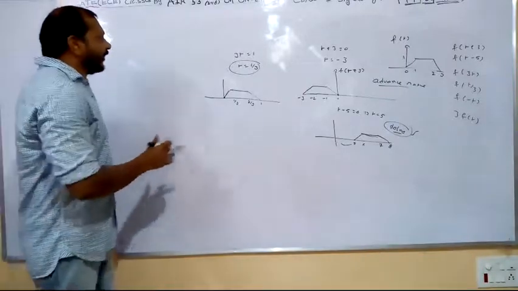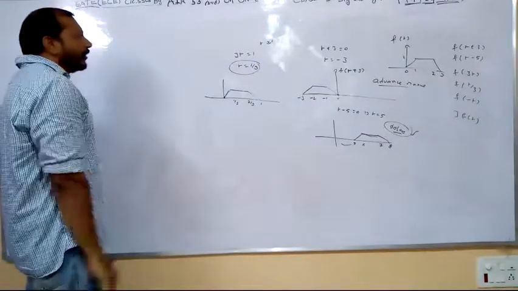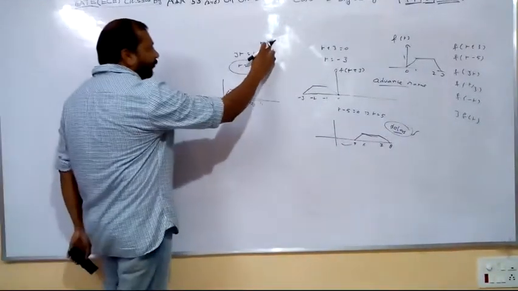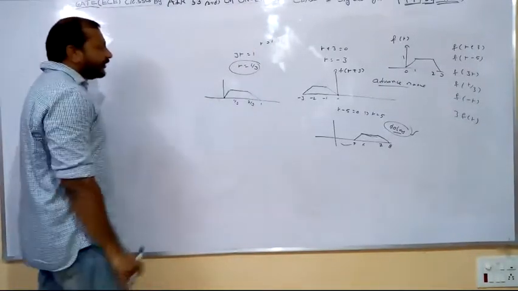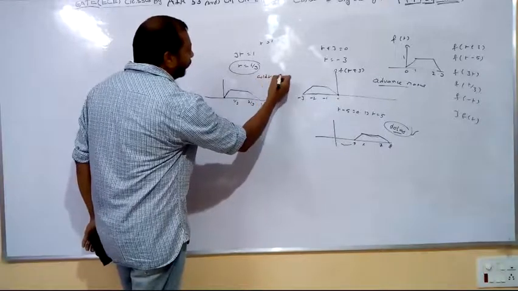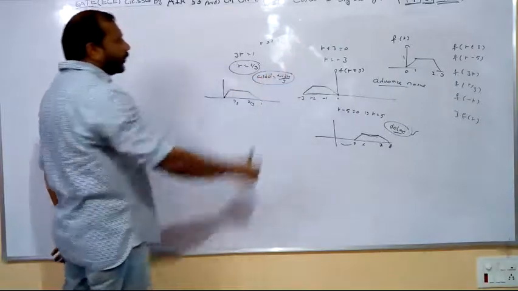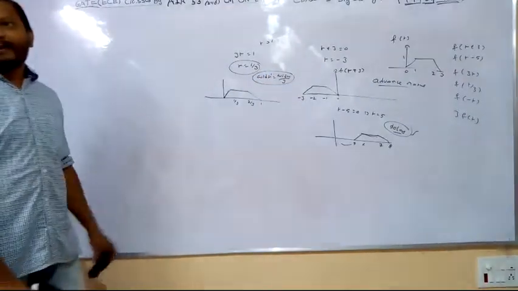So here k is greater than 1, so the corresponding signal is compressed, and the width becomes the original width divided by 3. The original width is equal to 3, and here the width is equal to 1, that is 3 by 3, which is equal to 1.